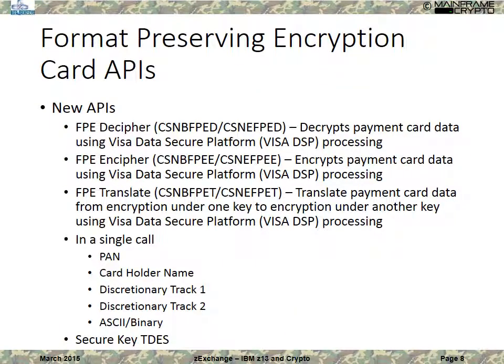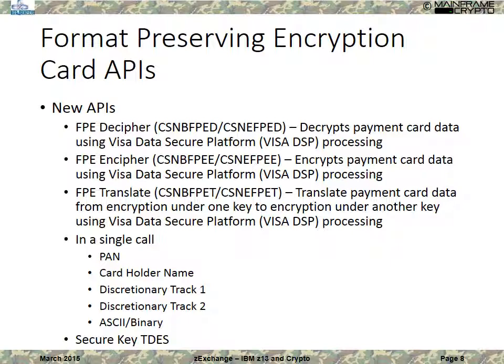There are a number of new APIs that are available to implement the format preserving encryption. So these APIs, there's 3 on this slide and there's 2 on the next slide. These 3 are particularly associated with credit cards and PAN data. So you have the ability to encipher and decipher data that's on a credit card, whether it be the PAN, the cardholder name, or the track 1, track 2 data. It can encrypt either in ASCII or binary format. There's also an FPE translate, so you can re-encrypt data from one key to another without having that data be in the clear.